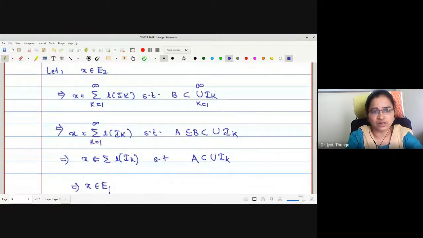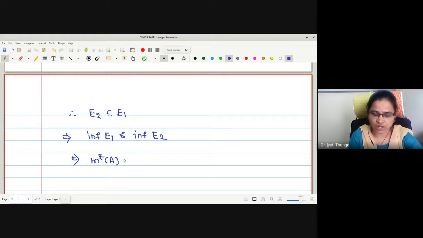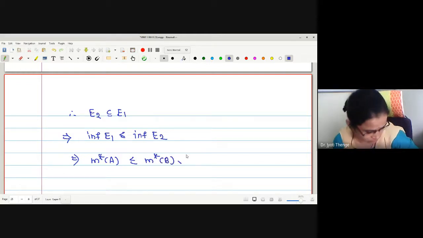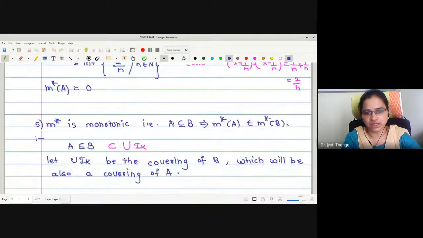Therefore we have started with an arbitrary element x in E2 and proved that it is in E1. Therefore E2 is contained in E1. And let us use the infimum relation. What does this infimum relation give us? The infimum of E1 is less than or equal to the infimum of E2. But what is the infimum of E1? This is M star A. And the infimum of E2 is M star B.